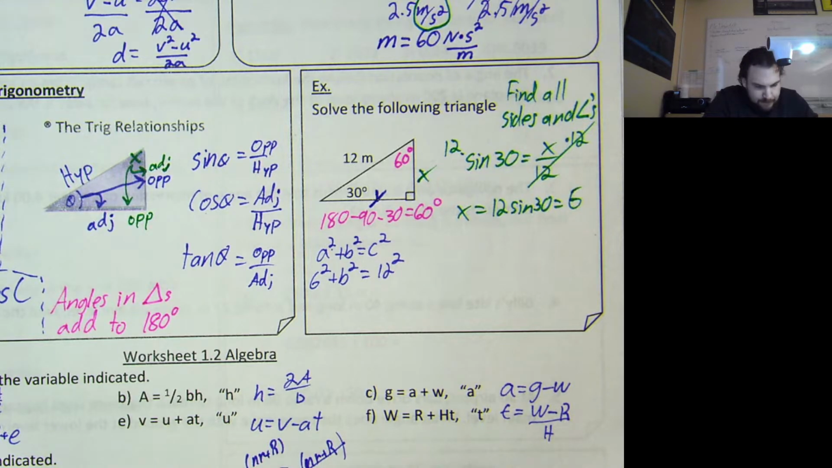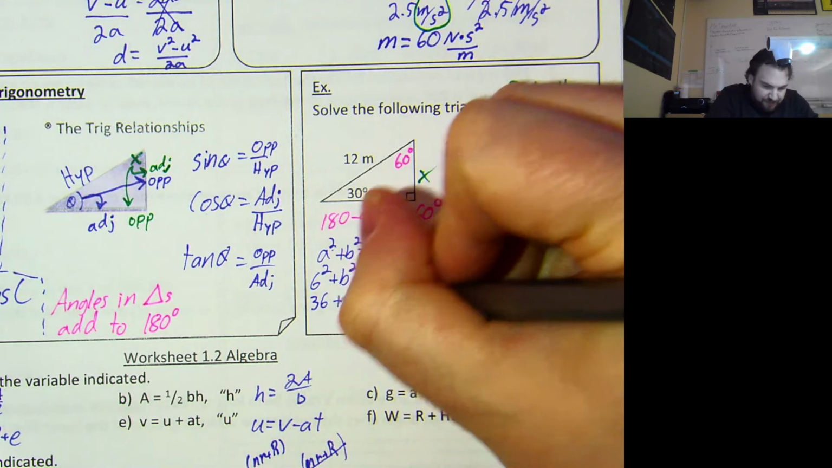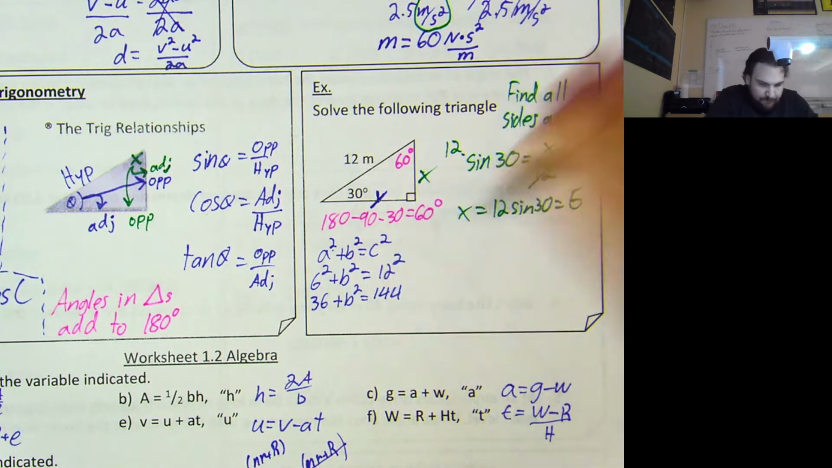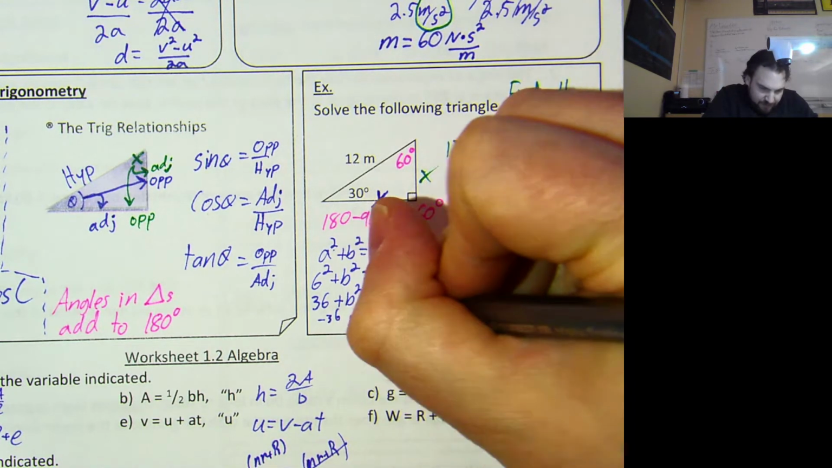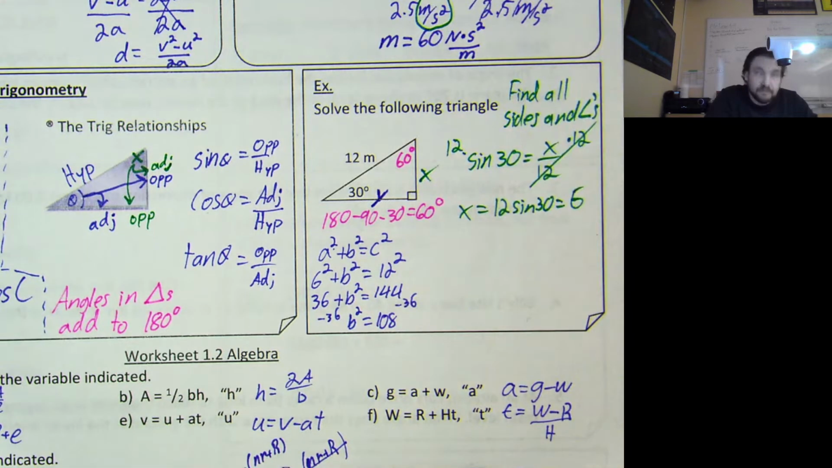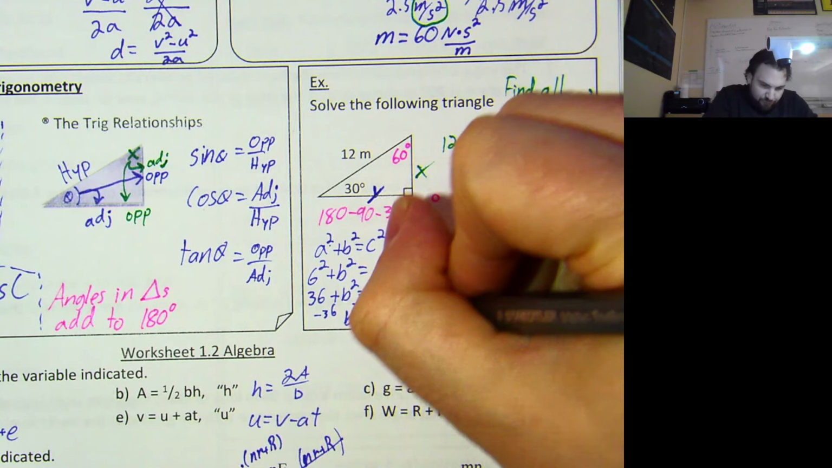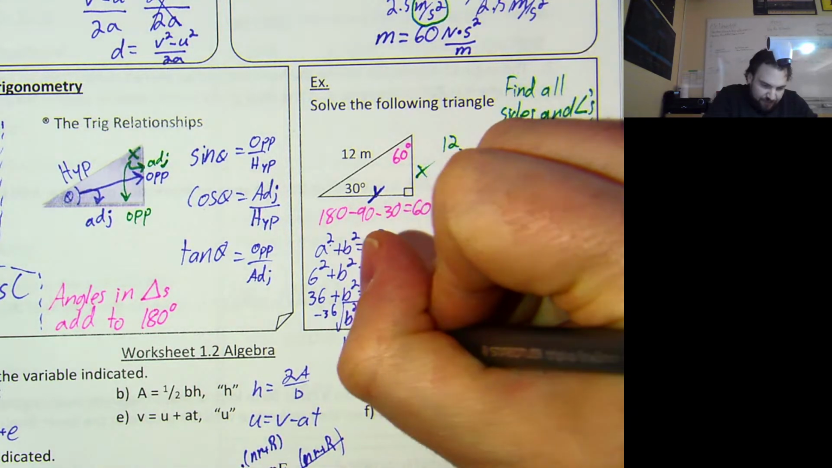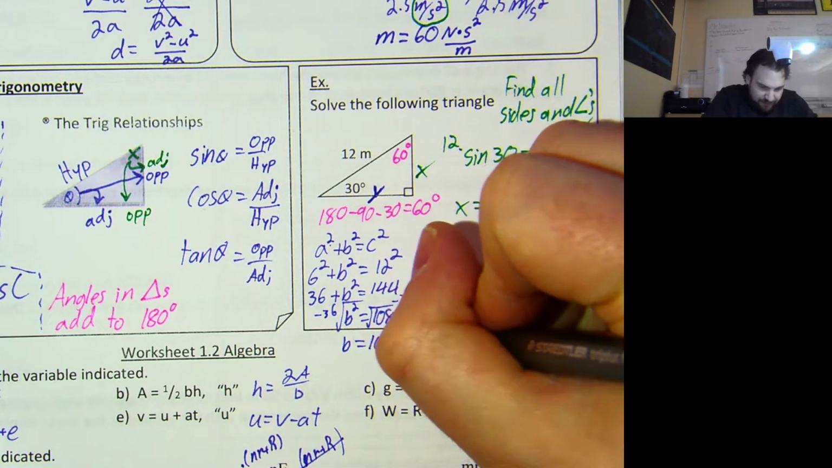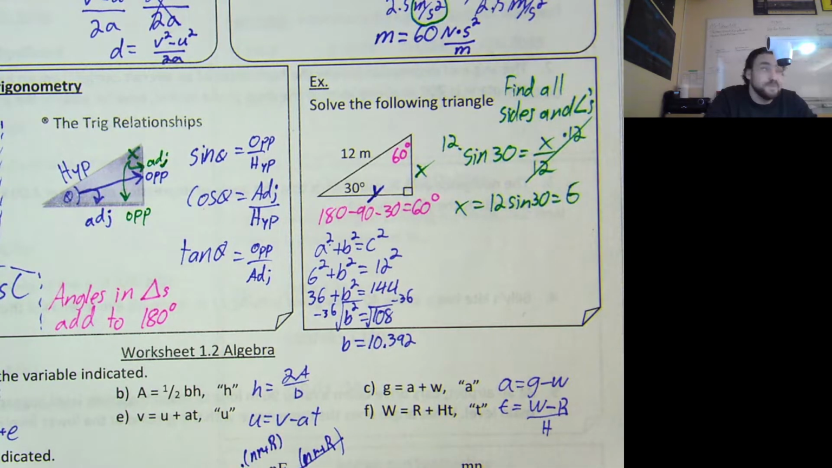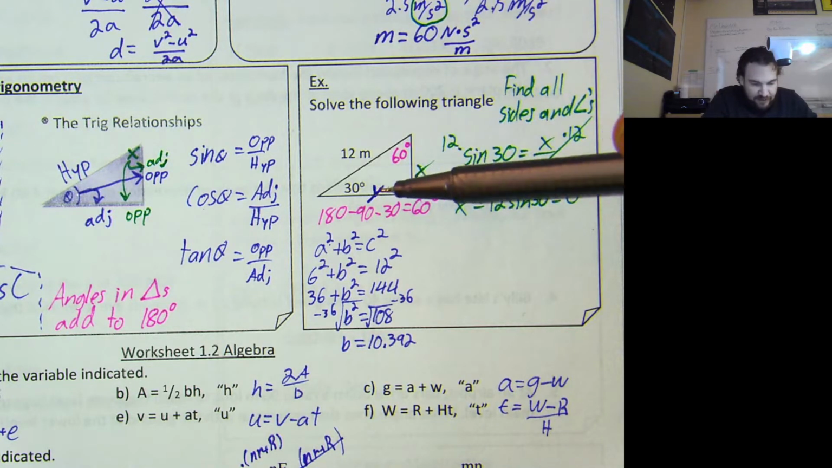I would just rewrite as 36 plus b squared equals 144. Okay, so 36 plus b squared equals 144. Yes, and then take the 36 over to get b squared equals 108. And then square root both sides. So that's going to leave me with b equals what? About 10.392. So in this case, b is y. Yeah? The side that I labeled y.